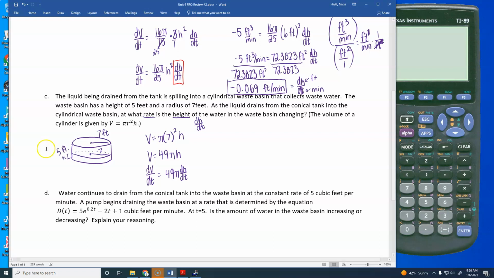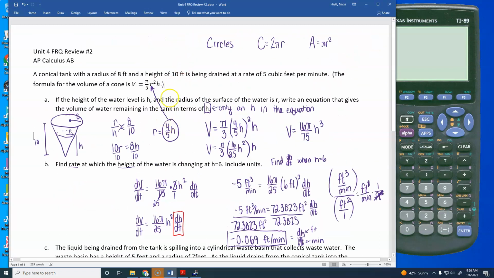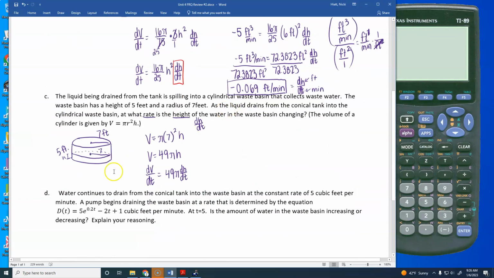And the rate that it is being drained from the tank, which was 5, is the rate that it's being added to the waste basin. So we would just plug in 5 over here, and that would be cubic feet per minute. And that's going to equal 49 pi dH/dt.